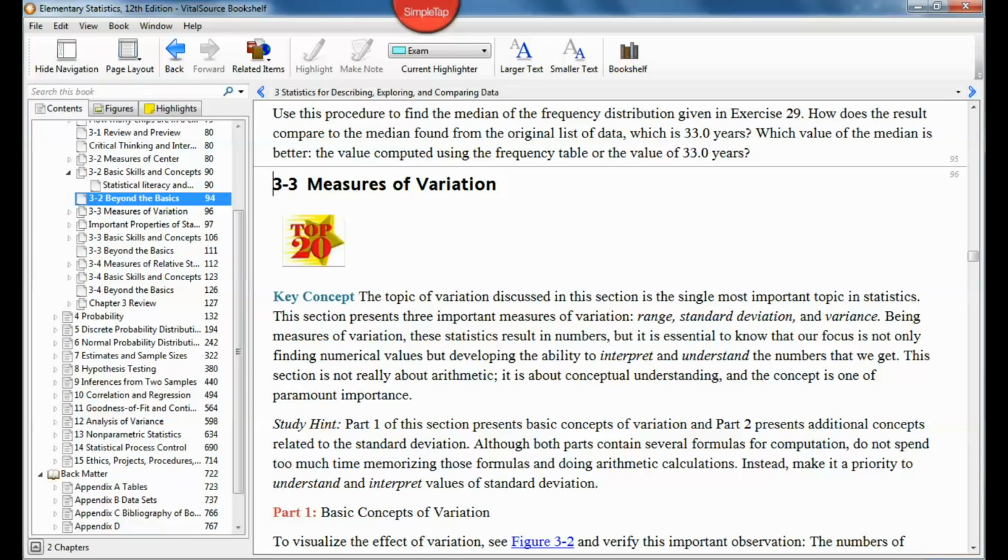Believe me, you'll get enough practice on the homework or on examples that we do in class. But understand what the variation is and what the standard deviation is. That's the main thing.